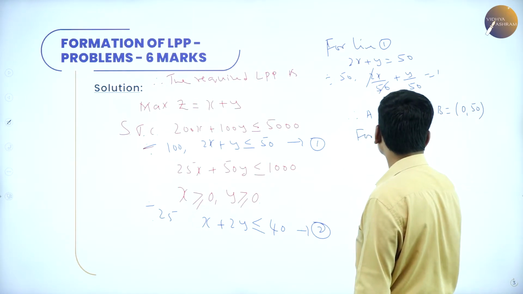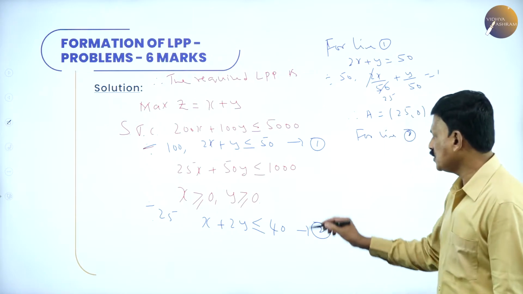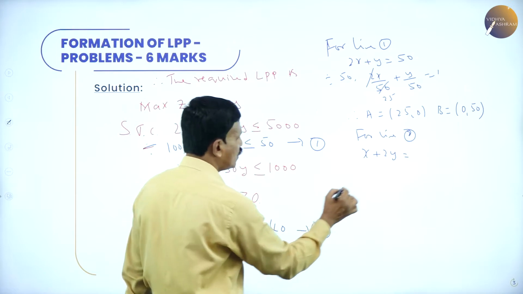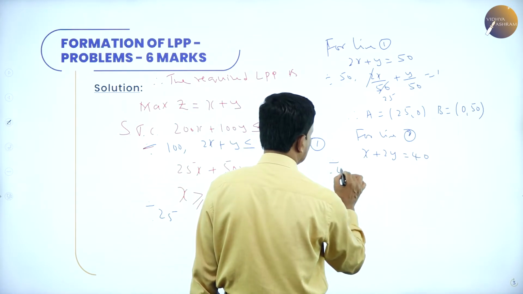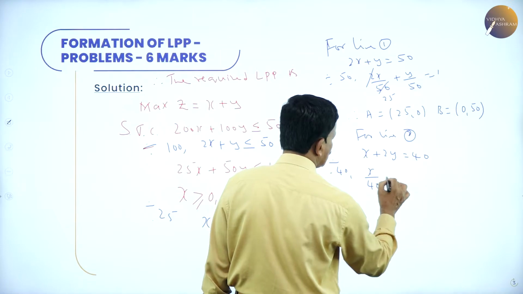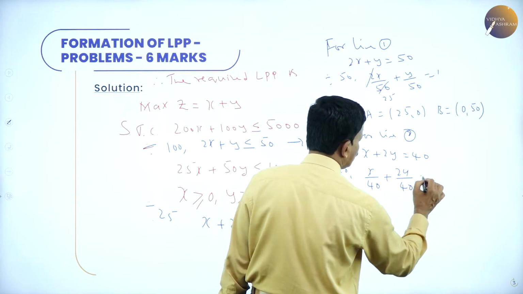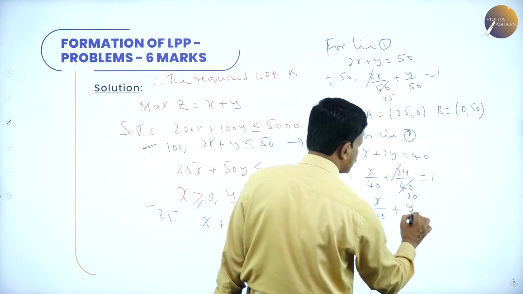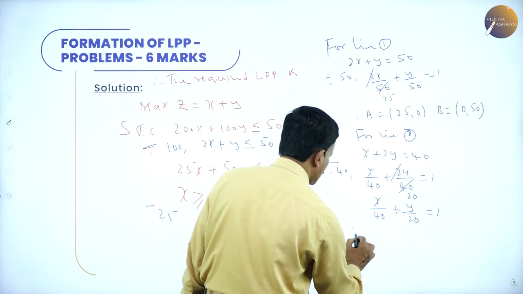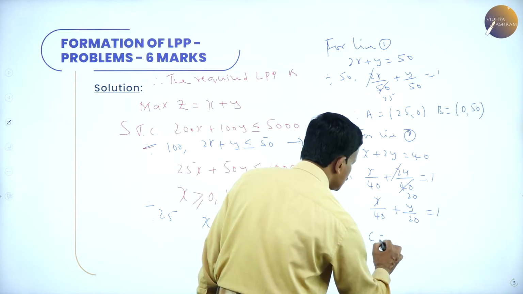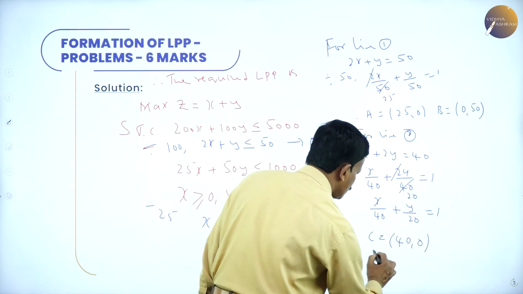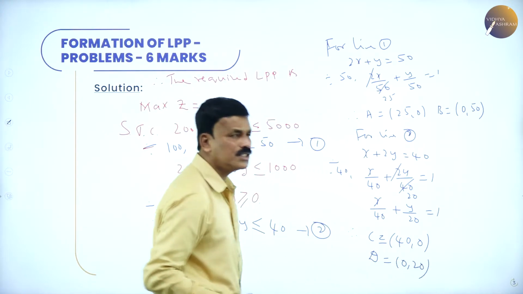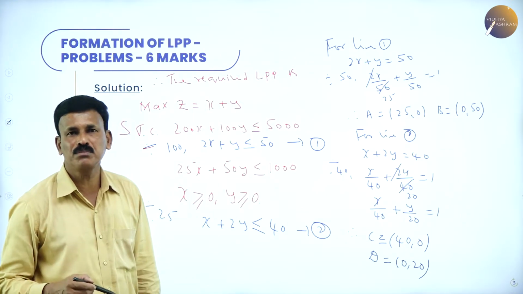Similarly for the second line, what is line 2? x plus 2y is equal to 40. If you divide by 40, this is x by 40 plus 2y by 40 is equal to 1, and 20 times gets cancelled: x by 40 plus y by 20 is equal to 1. Therefore the coordinates of C are 40 comma 0 and D is 0 comma 20. So these are the coordinates of A, B, C and D.